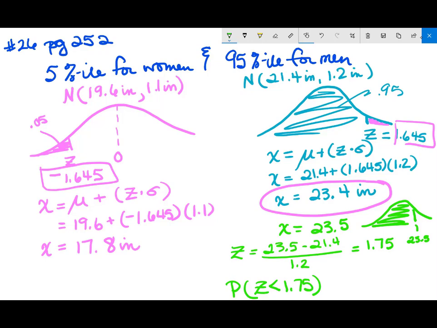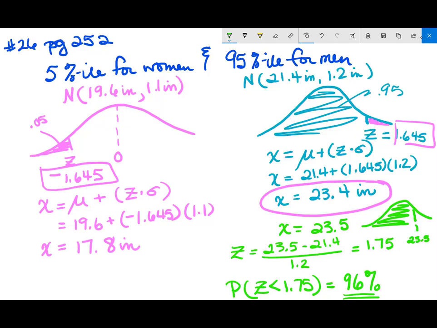So I'm going to go back to my StatCrunch, and this time I know my value for the x, which is the same as z. It's a positive 1.75. I don't know the probability, so I'm going to compute, and that's going to be rounded 96%. So if we made the knee height 23.5, 96%, or 95.99 is exactly what I got, of the men will fit under that.